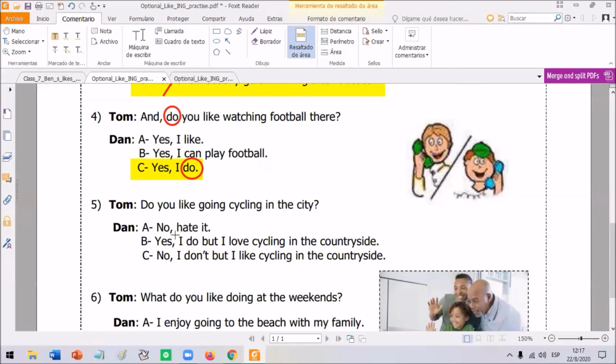No, I hate it. Yes, I do, but I love cycling in the countryside.